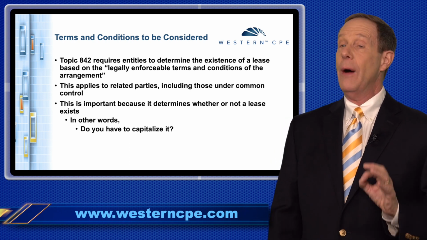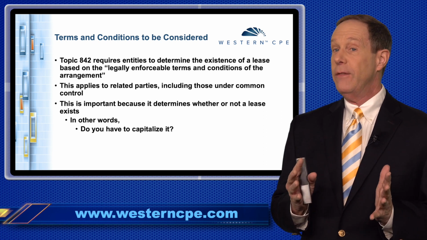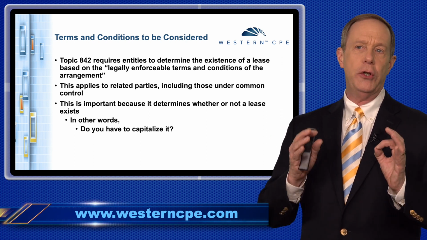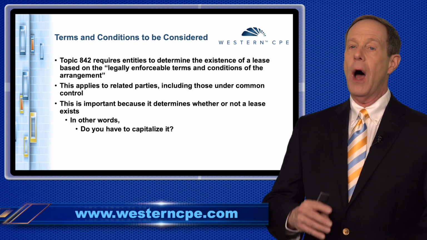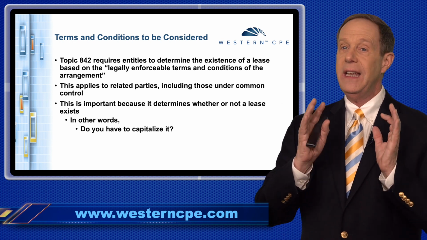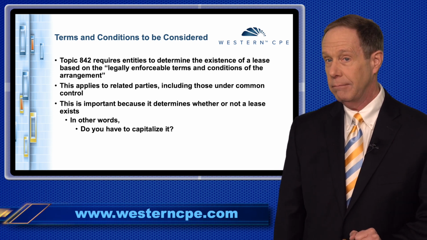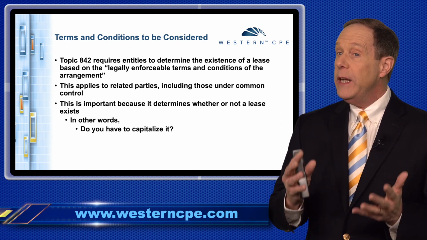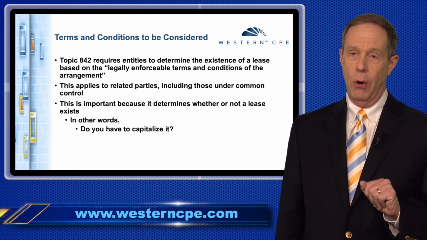First one I want to talk about is terms and conditions to be considered. Topic 842, which is the new lease standard, requires entities to determine the existence of a lease based on the, quote, legally enforceable terms and conditions of the arrangement. This applies to everybody, including related parties, including those under common control.